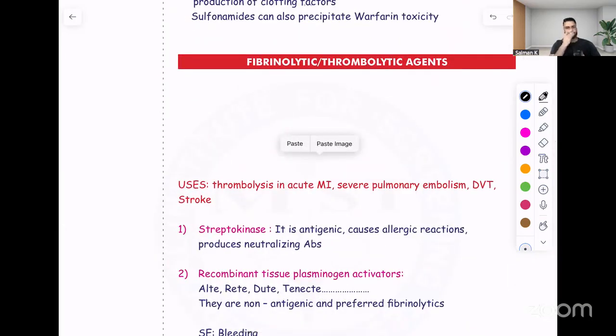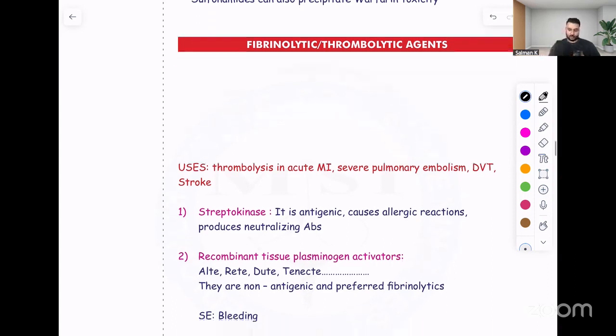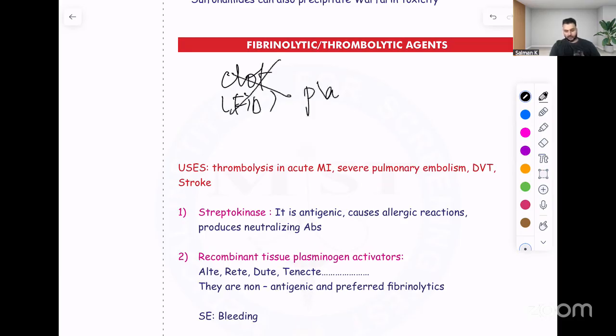Now, after this, we got something called fibrinolytic or thrombolytic agents. So, what is the story of fibrinolytic or thrombolytic agents? See, they break clots. How do they break clots? This is my clot, which is made up of fibrin. They break it with the help of plasmin. Plasmin breaks the clots. Plasmin comes from plasminogen. So these drugs all stimulate the plasmin directly, indirectly, whatever.